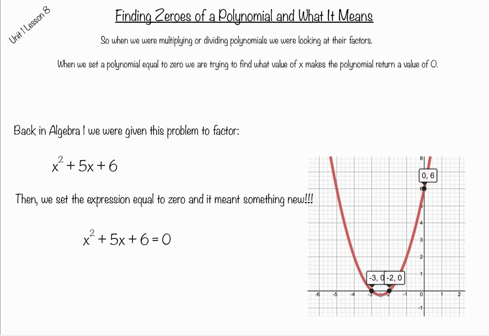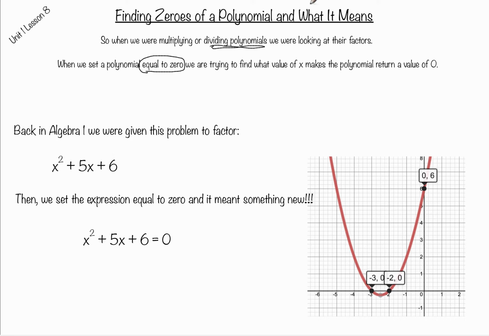So when we were multiplying or dividing, we were looking at their factors. In fact, you're going to do a lot of dividing throughout the course. That breaks it down and makes it easier to look at. So now we're going to take those factors and set them equal to 0.